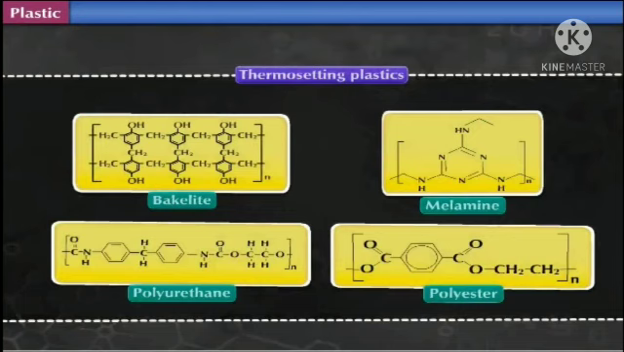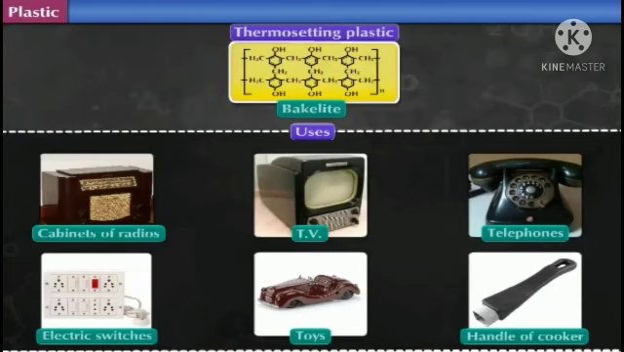Now we are going to learn the types of thermosetting plastics. It is mainly of four types: bakelite, melamine, polyurethane and polyester. Let's see them one by one. Bakelite. It is used in cabinets of the radio, TV, telephone, electric switches, toys, covering over handles of the cookers, etc.